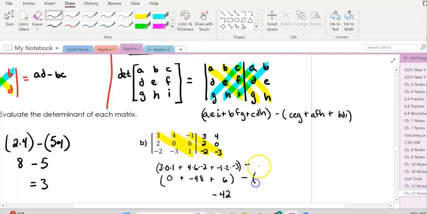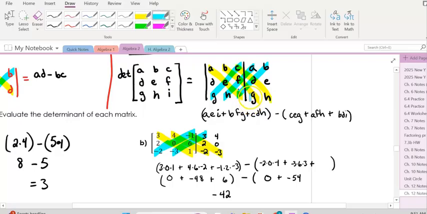All right, now we're going to find the other number. And remember, it's created by doing the diagonals going the other way. So negative 2 times 0 times negative 1, that's 0. All right, and then we're going to do negative 3 times 6 times 3. All right, let's see here. That's going to be, I think, negative 54.